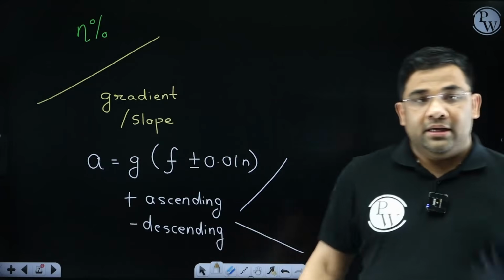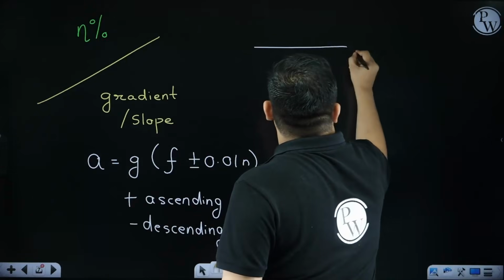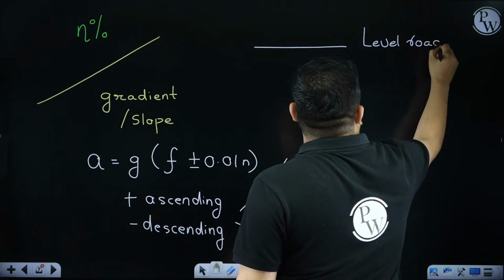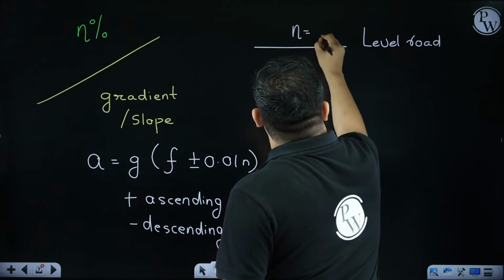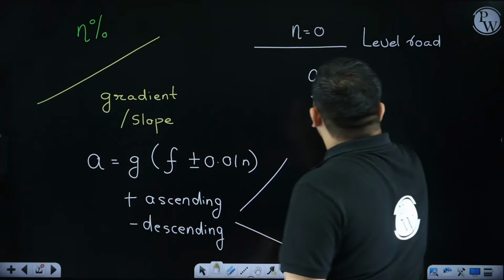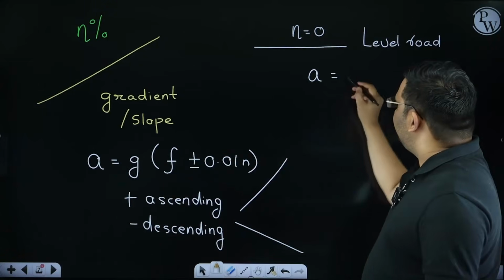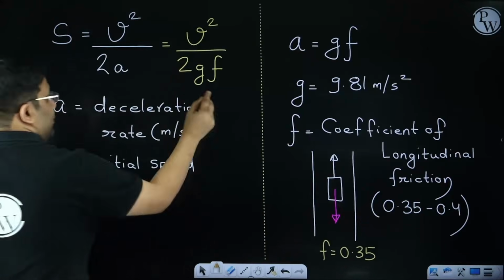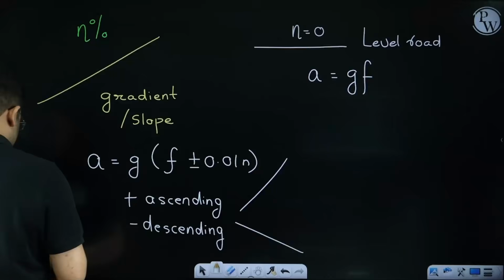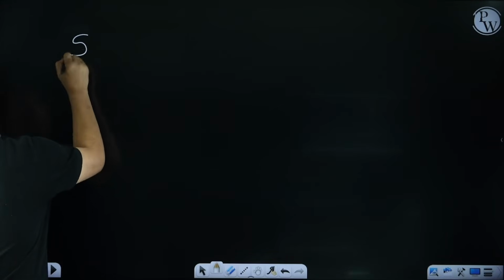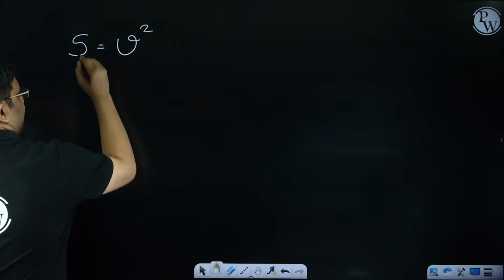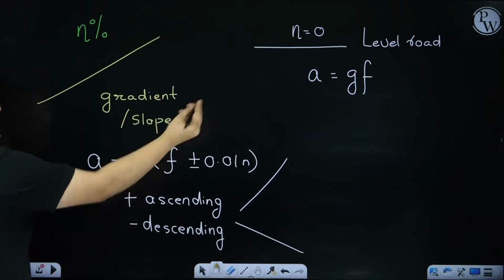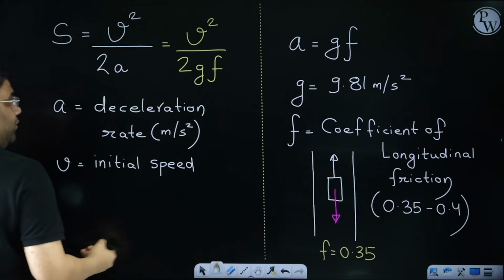When we have a horizontal road, known as a level road, meaning not in gradient, n is 0 here, the gradient is 0, and simply a becomes g into f. So the equation changes: the stopping distance, this braking distance, is v square by 2gf. This is for your level road, or no slope or no gradient.